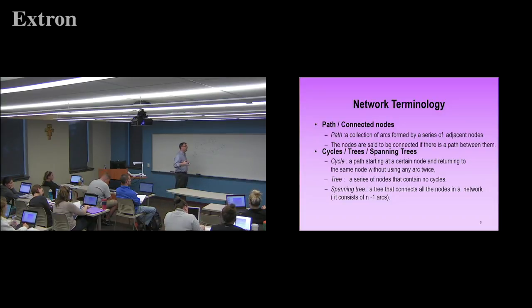We can talk about a path. It's a collection of arcs formed by a series of adjacent nodes. So let's go a little further, with nodes 6 and 7 here. 1, 2, 4, 5, and 6 is a path. That's a path through this network. 1, 3, 4, and 7 is another path through this network.